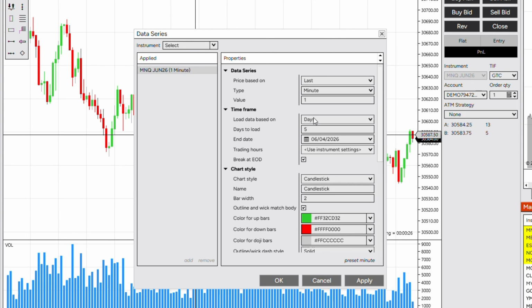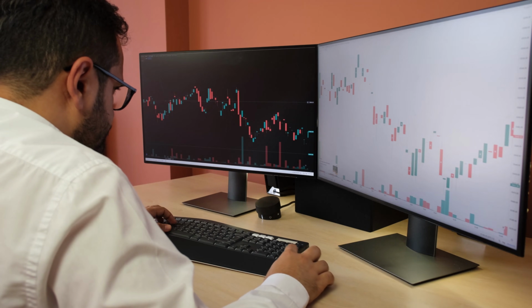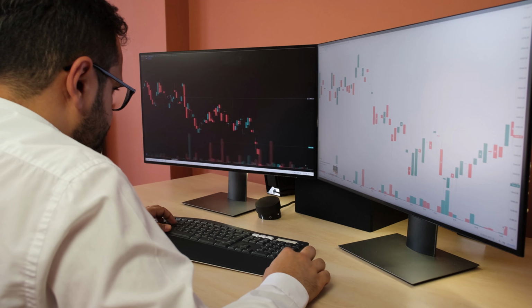The fix is to stop loading by days entirely and switch the unit to bars instead. That way you control exactly how much data you're dragging around regardless of what time frame you're on.